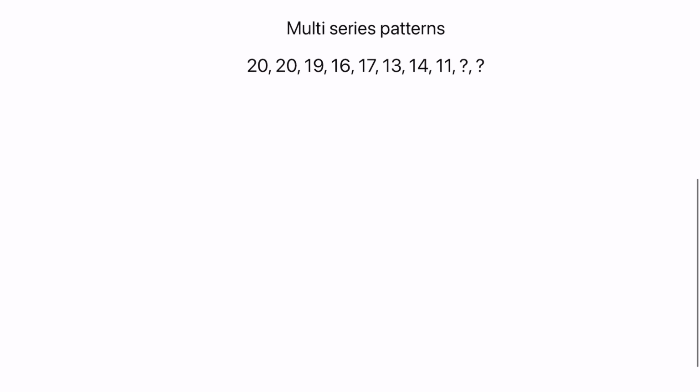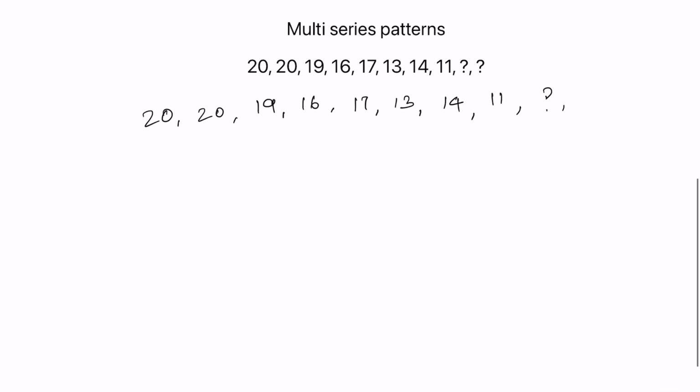Now let's take an example of these numbers which has 20, 20, 19, 16, 17, 13, 14, 11, and then we have two missing numbers. If you look at these patterns, it's very difficult to identify if they follow a single pattern if you look at it as a single series. However, let's try to look at these numbers in a different way.